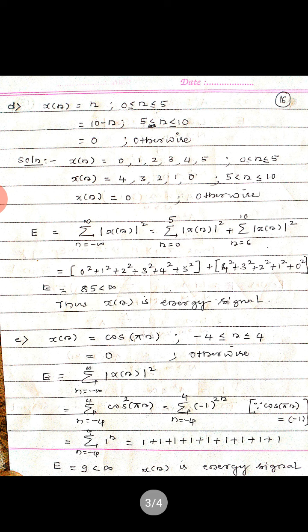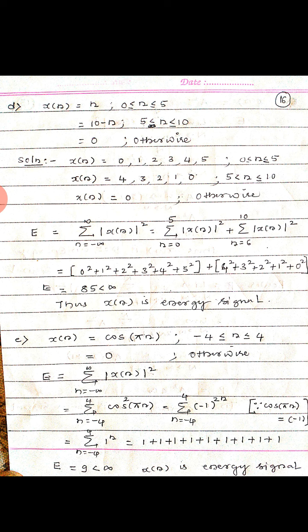Similarly, one more signal: x of n is equal to n for n greater than or equal to 0 and less than or equal to 5, and 10 minus n for n greater than 5 and less than or equal to 10, and it is 0 outside the given interval. So how to define x of n for different values of n here? x of n is equal to n when n is greater than or equal to 0 and less than or equal to 5. So you just substitute n values.